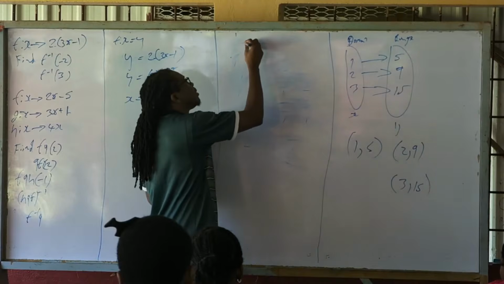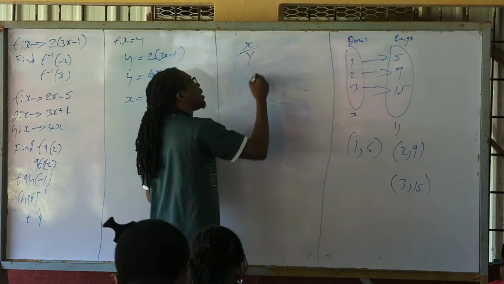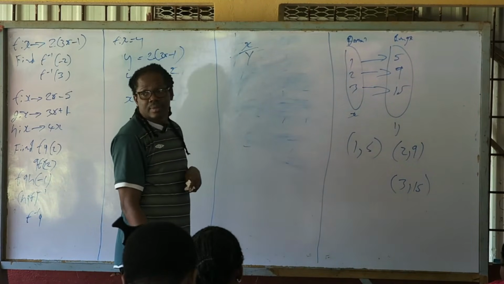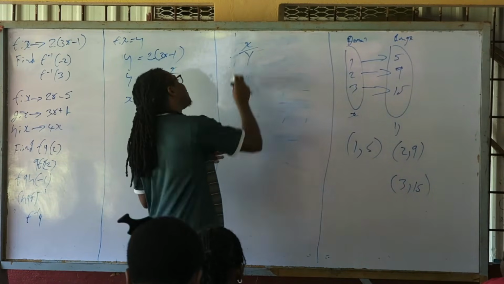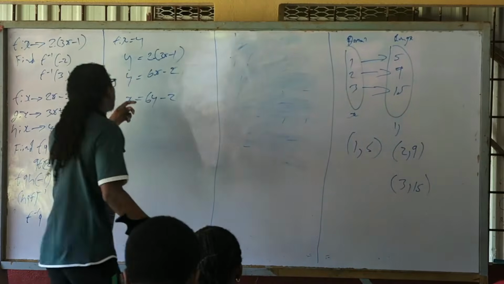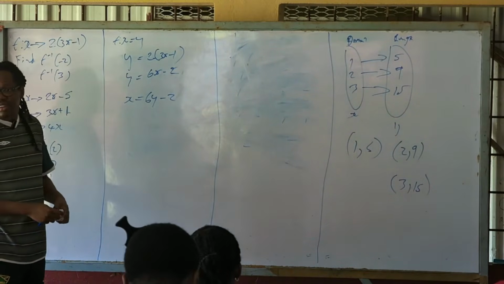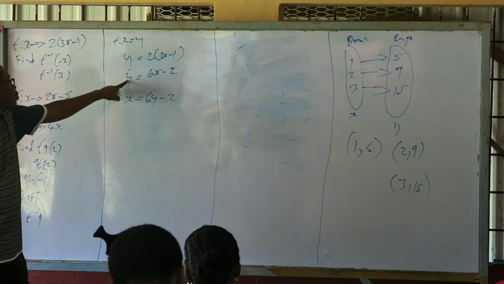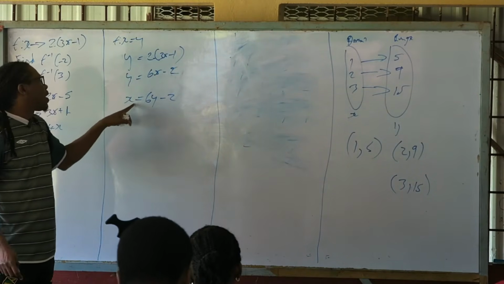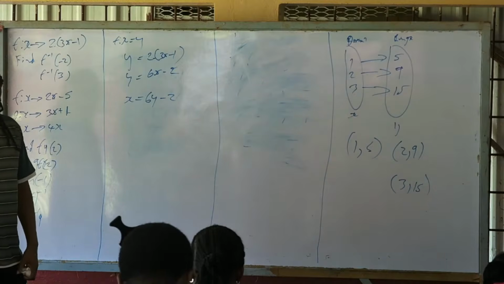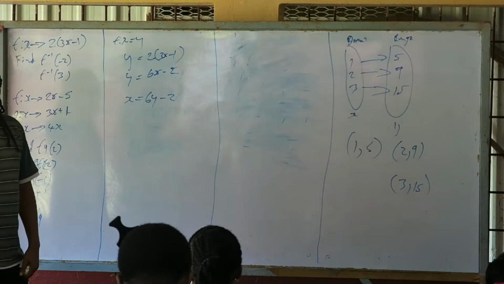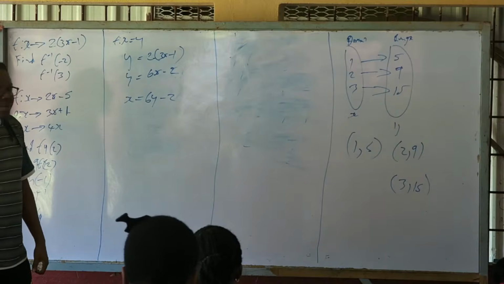Ready now? Inverse of x over y. Correct. So the inverse is to flip. So in the case of functions, what you're really flipping is where x is and where y is. Everybody see that? So therefore, this was y equals 6x minus 2. So now x equals 6y minus 2. Now you're going to transpose, or solve for y.